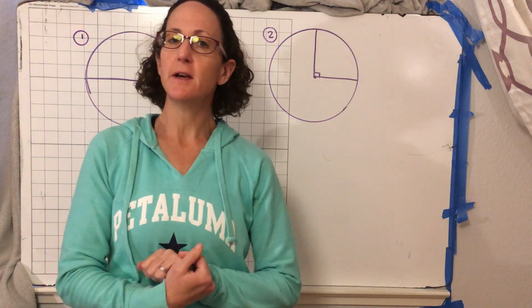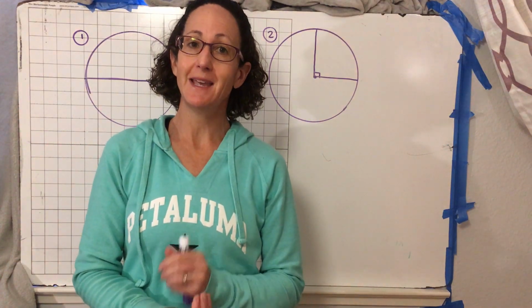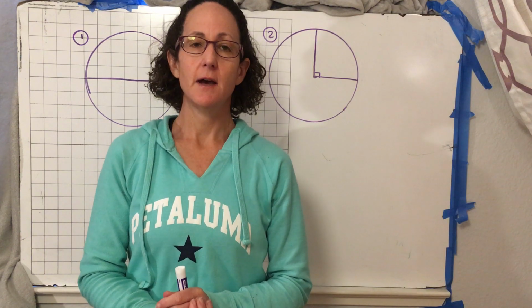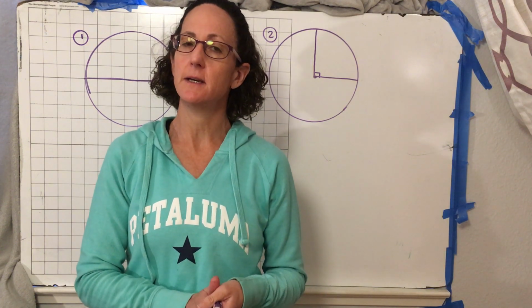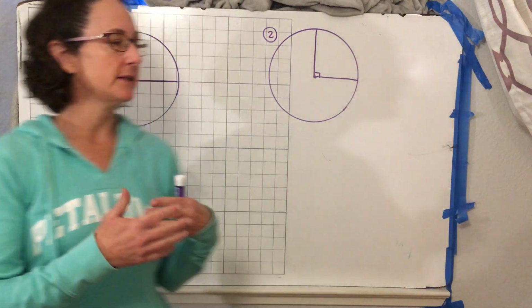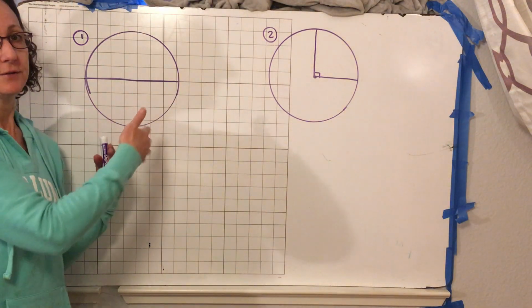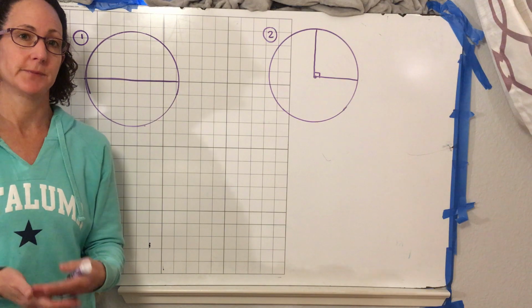So today we're gonna do something called partial area of a circle. Last week we did partial circumference. This is kind of the same idea where instead of taking the area of an entire circle, you just take the area of part of the circle, okay?